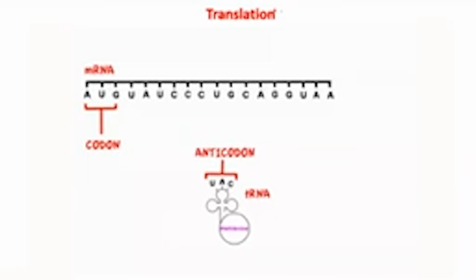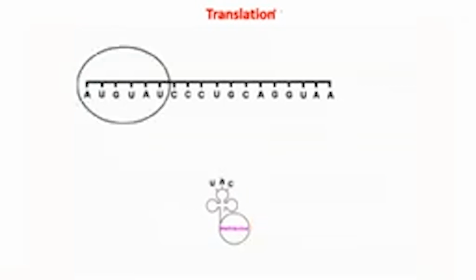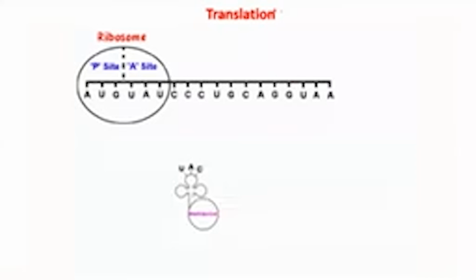Translation takes place in the cytoplasm, and the first thing that happens is that the ribosome attaches to the mRNA at the start codon, which is AUG. The ribosome is made up of ribosomal RNA, rRNA, and ribosomal protein, and has two sites on it, the P site and the A site. A tRNA carrying the complementary anticodon to the start codon, which is always AUG, comes and attaches in the P site. The first amino acid associated with this is always methionine.